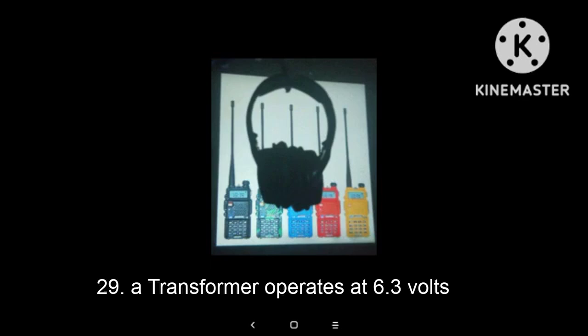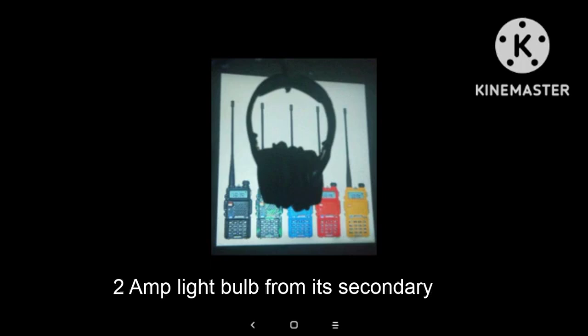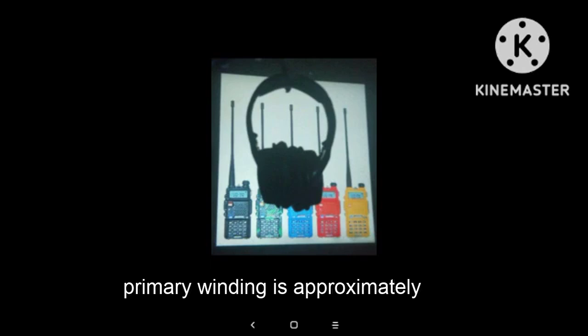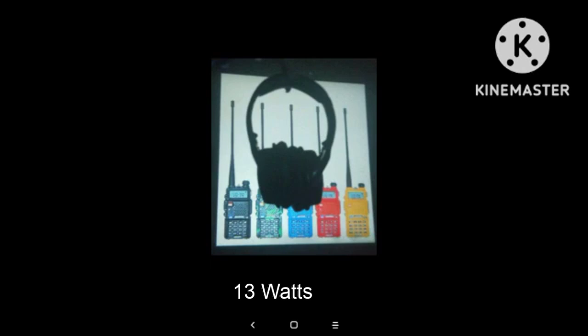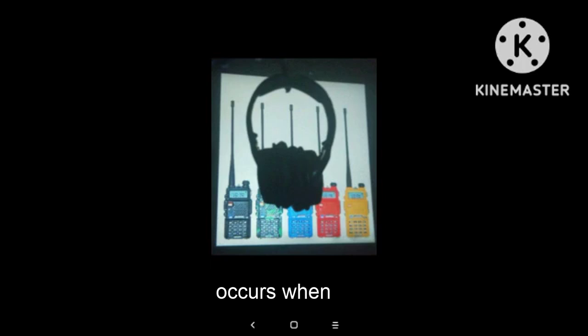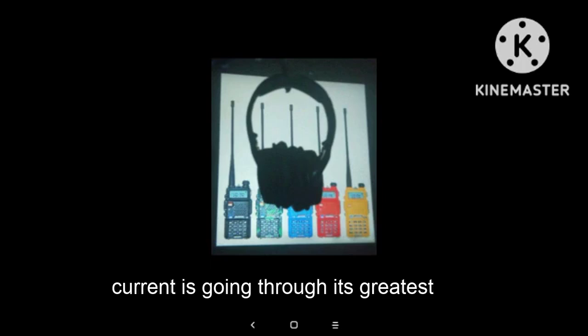29. A transformer operates at 6.3 volts 2 amp light bulb from its secondary winding. The power consumed by the primary winding is approximately 13 watts. 30. Maximum induced voltage in a coil occurs when current is going through its greatest rate of change.